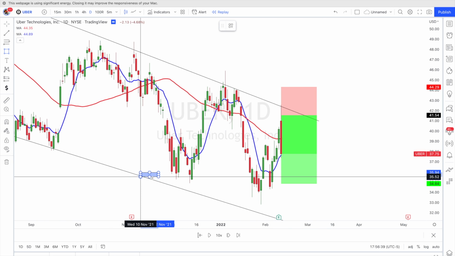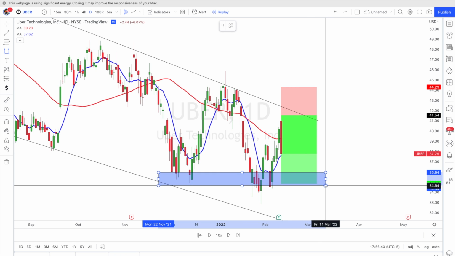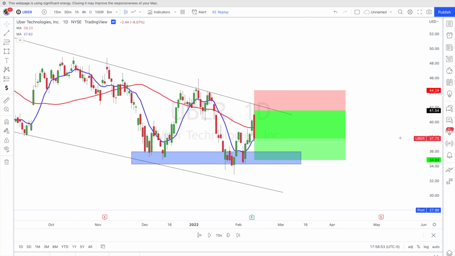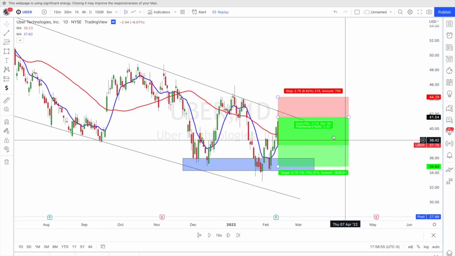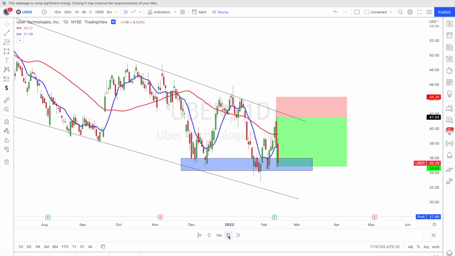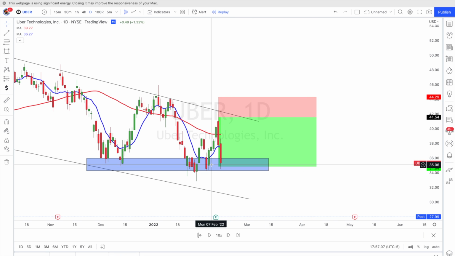So in this scenario, I would aim for our swing lows, our most recent swing lows. Now let's see what happens with Uber after it rejected this level of resistance. And boom, prices drive right down to our swing lows.